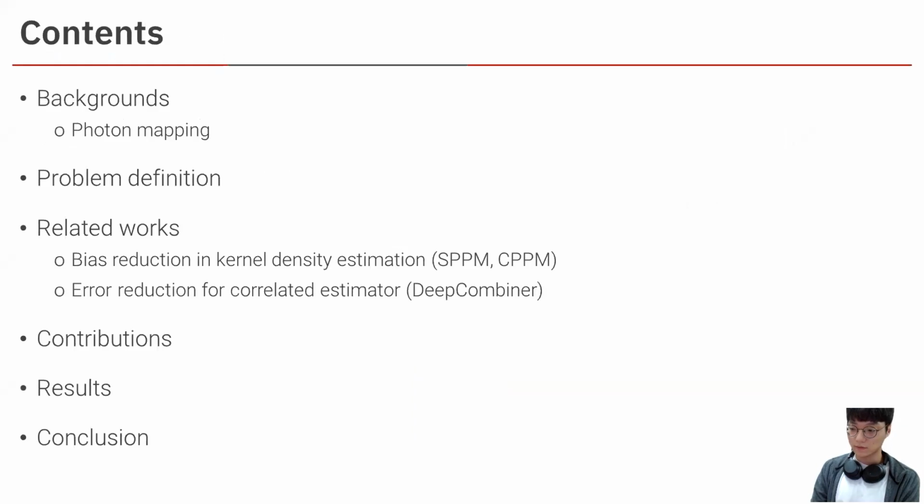The content will be given in this order. First, I will give a simple background about photon mapping. I'll define the problem that we want to solve, then explain some related works. Contributions of our work will be given after that. Finally, I will show some of the results, then conclude with limitations and future work.